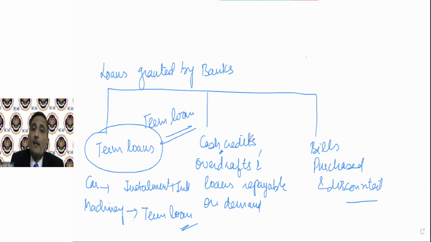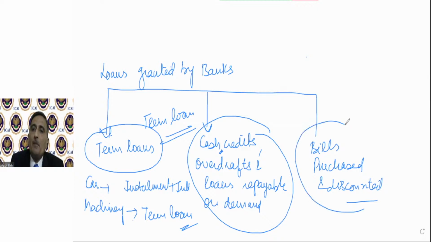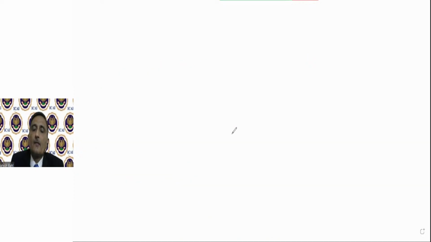Okay, and what are cash credits, overdrafts, and loans repayable on demand? And what do we mean by bills purchased and discounted? Okay, so now we will see this. So what are cash credits, overdrafts, ODs I am writing, overdrafts and loans repayable on demand?